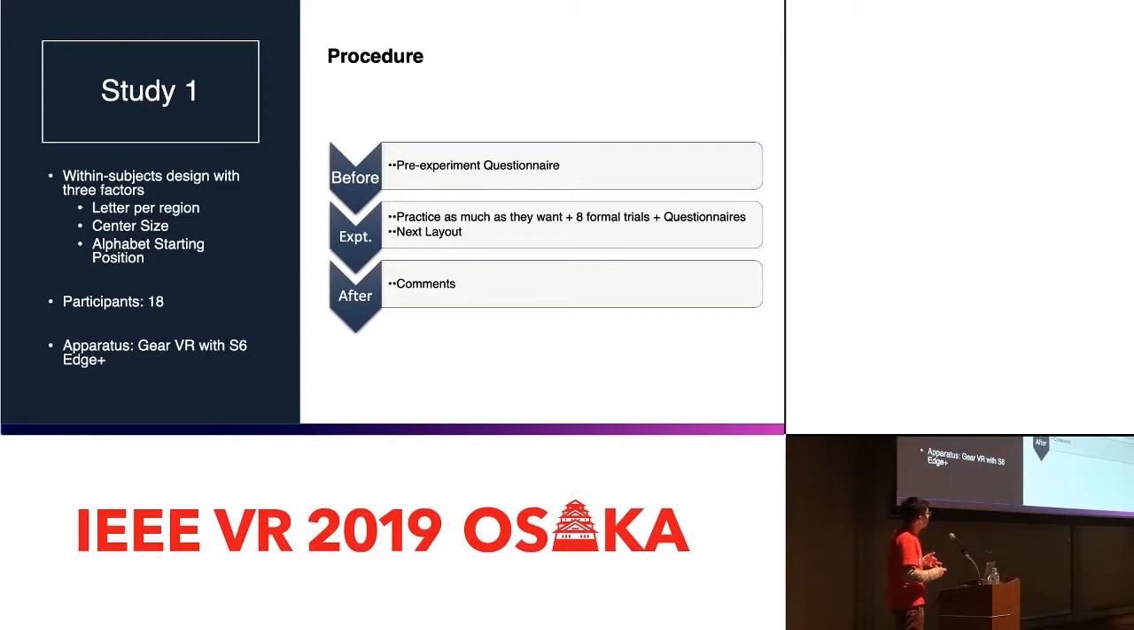So basically, the procedure is that participants come and fill in the pre-experiment questionnaire, and then they can practice as much as they want for each layout. For the experiment, they have to complete 8 formal sentences, and after each layout, they fill in the NASA TLX workload and simulator sickness questionnaire, and then go to the next layout. They can also leave any comments if they want.